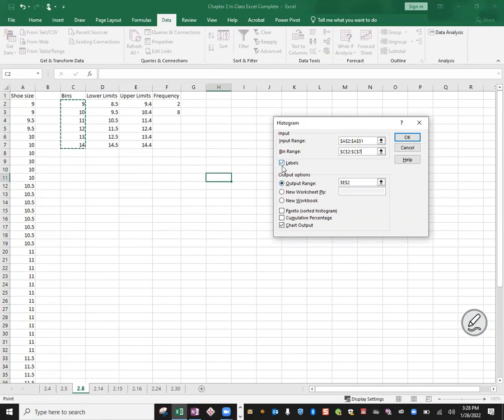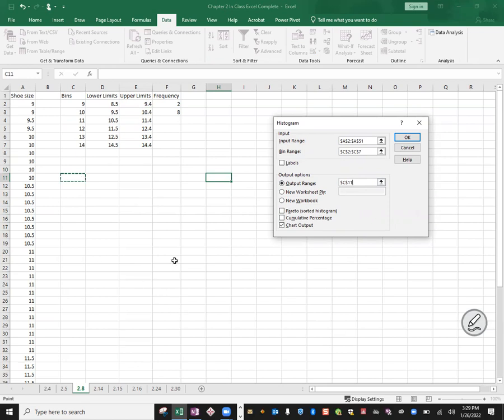We want to make sure that I did not include the labels when I highlighted, so I'm going to take off label. If you included the labels, you would check label. And then we're going to have the output range. So the output range just tells where we want our frequency table and histogram to be output.